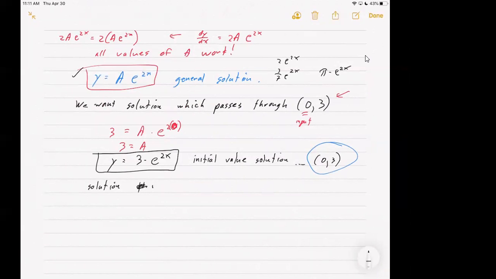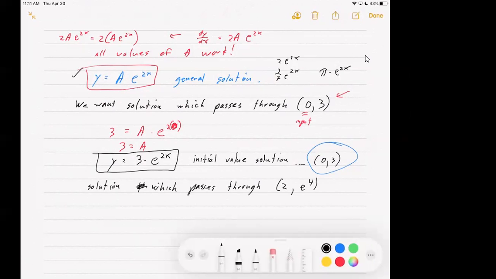Let's find the solution which passes through, let's say, (2, e to the 4th). Right? So notice this is an initial value solution, but our starting point is not at x equals 0, it's at x equals 2. We just do what we did before.